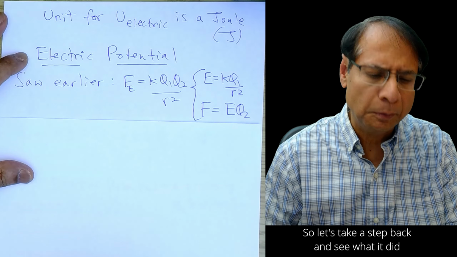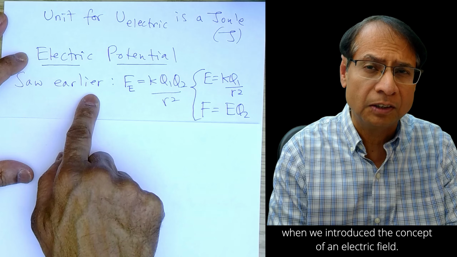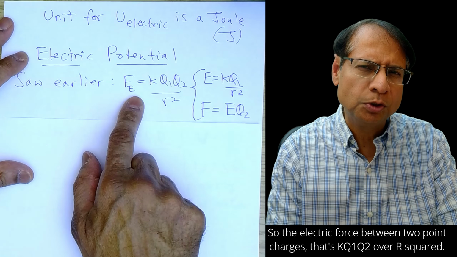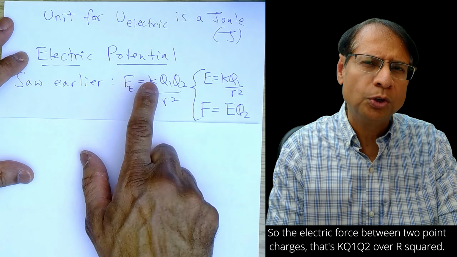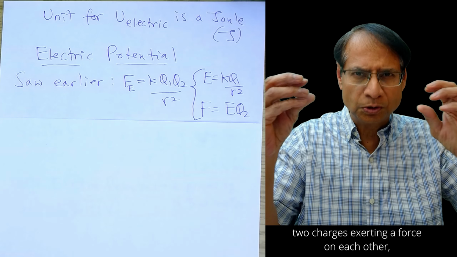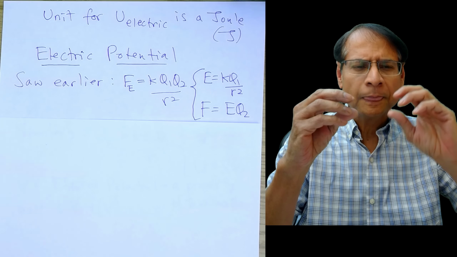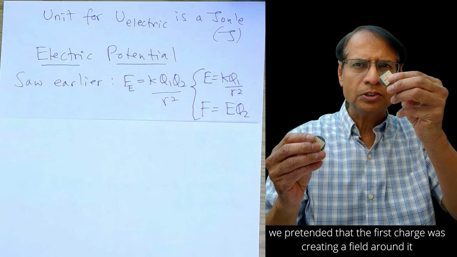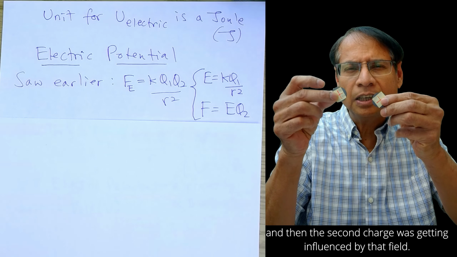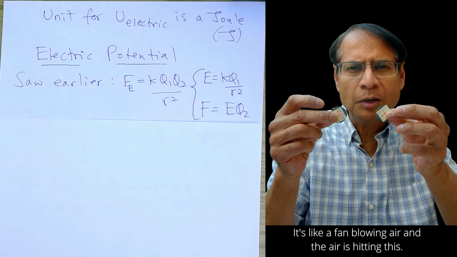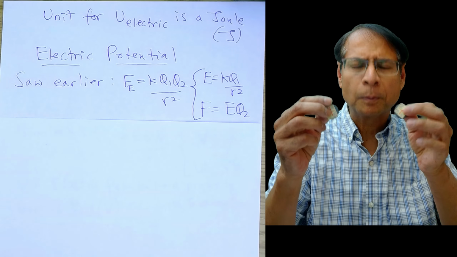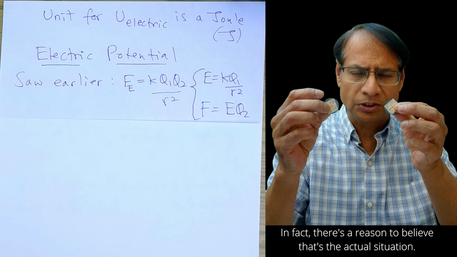Let's take a step back and see what we did when we introduced the concept of an electric field. The electric force between two point charges is K Q1 Q2 over R squared. Instead of thinking of the two charges exerting a force on each other, we pretended that the first charge was creating a field around it, and then the second charge was getting influenced by that field. It's like a fan blowing air, and the air is hitting this, instead of thinking of the forces directly between them. In fact, there's a reason to believe that's the actual situation.